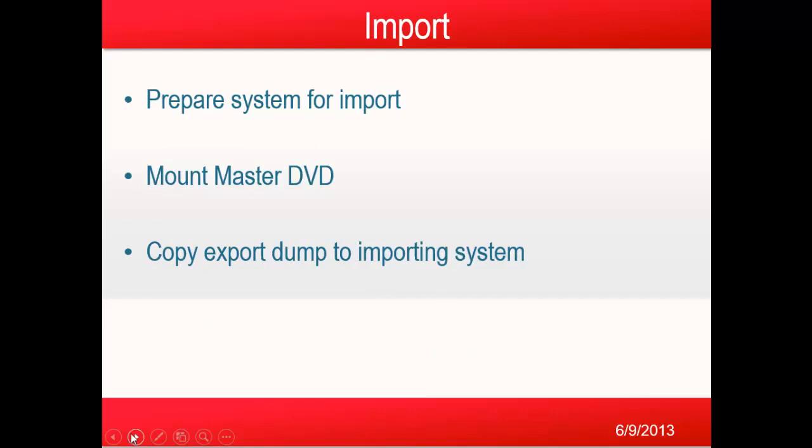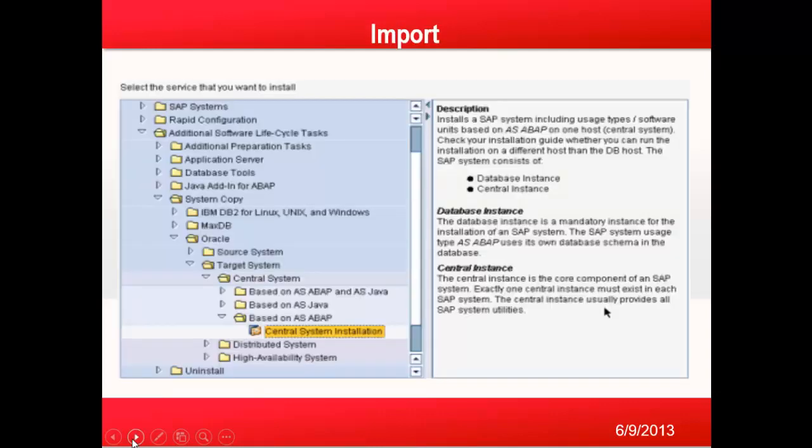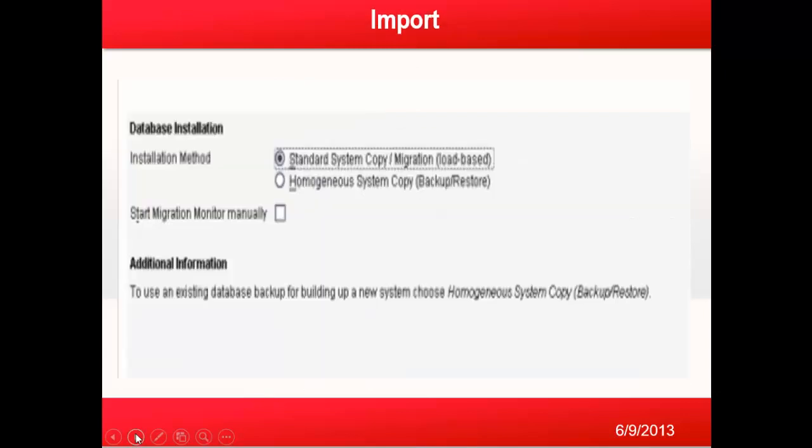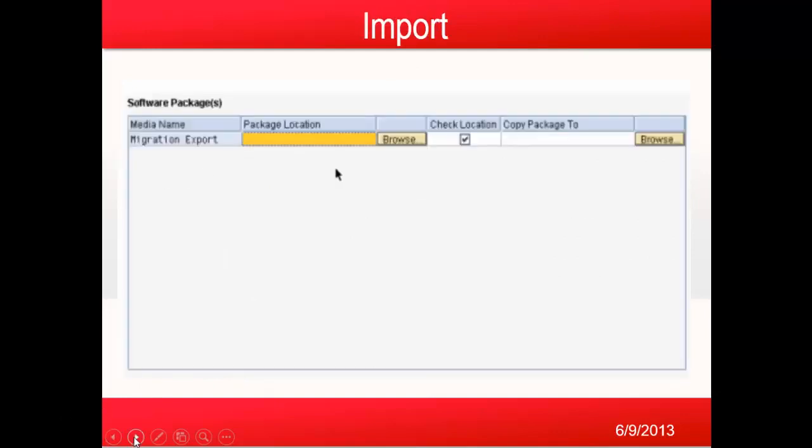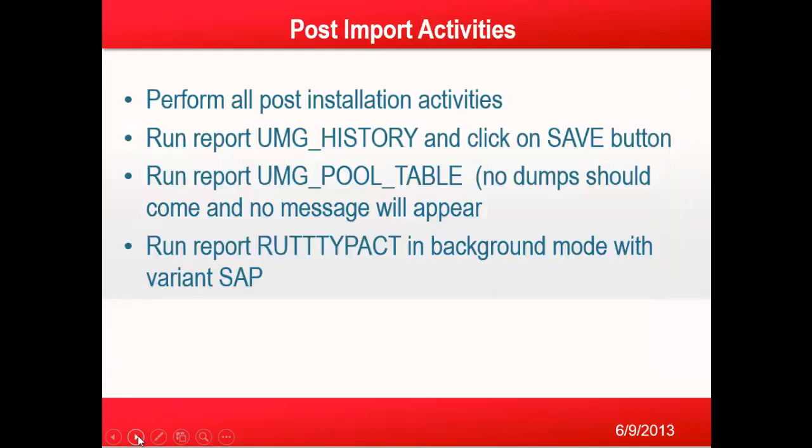Okay, the import. Basically we need to prepare the system for the import, copy the export dump into the importing system, and this is how we can import it in the target system. So it asks for 2 different options. We have an option to use start migration monitor if required. Now it asks for the export, so we need to give the location where we have downloaded it. Okay, once this is done, we need to run some of the activities for post import.